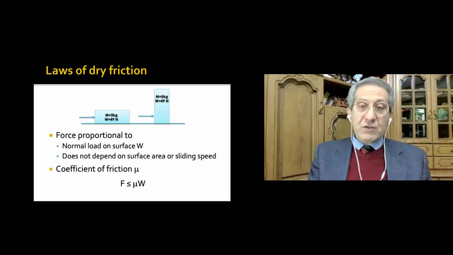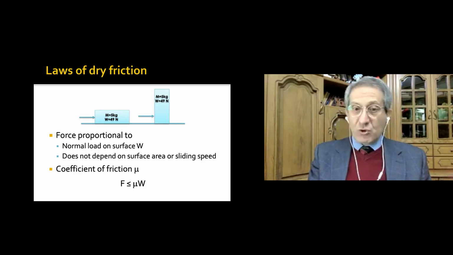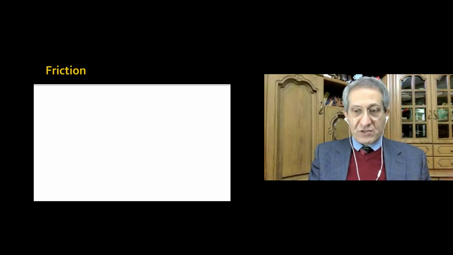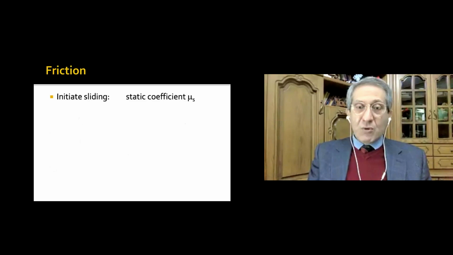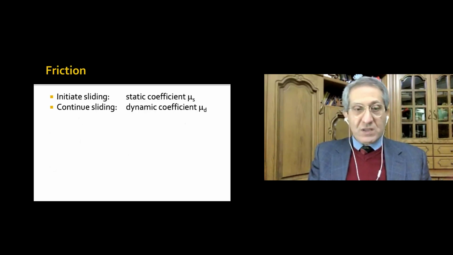The coefficient of friction, mu, indicates how much force per unit load is required to initiate sliding motion between the two surfaces. It has no units and depends on the roughness of the interacting surfaces. It takes more force to initiate than to continue sliding. Hence, the static coefficient of friction, mu s, is always larger than the dynamic coefficient of friction, mu d.